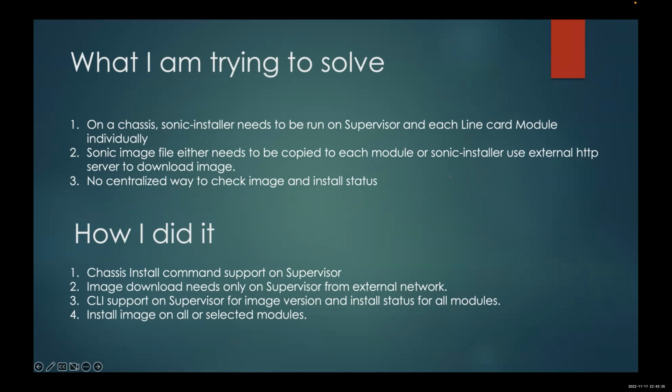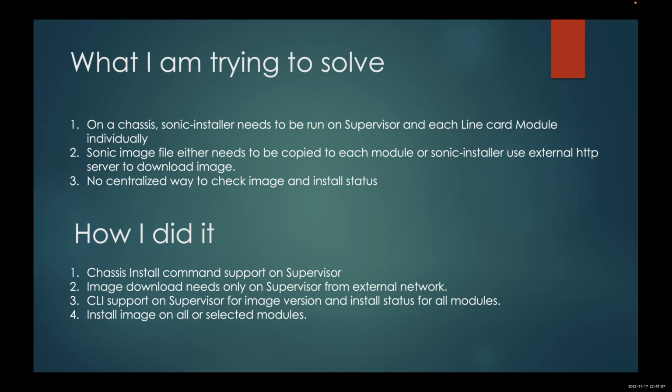So why we needed this idea was, today we don't have a centralized way of installing a new image on the SONiC system. So one has to either copy the image to each module and then run the SONiC installer command on each individual module. There is no centralized way of checking the image or install status on the chassis system. So if you have 8 or 10 line cards and an RP system, and you're installing the images over the network, you will have to download the image on all the cards over the network. That will consume more network bandwidth, and then you have more steps to do, individually installing each image.